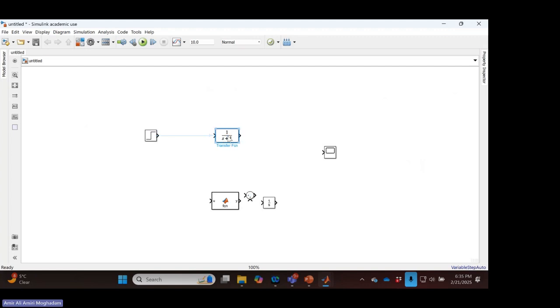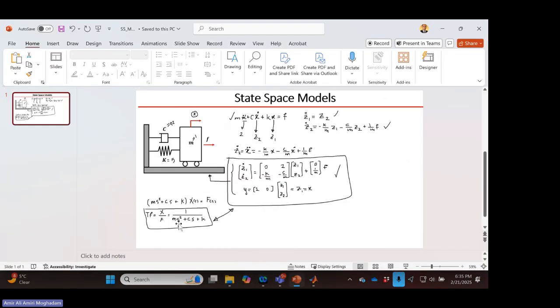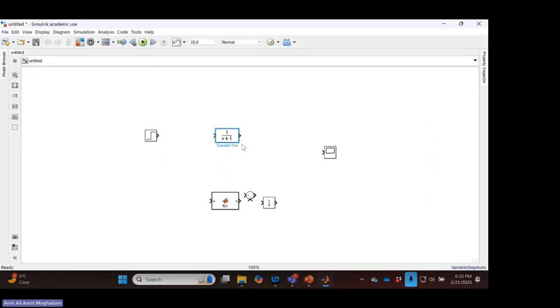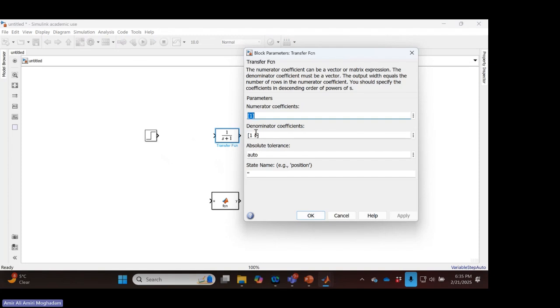Okay, so in the first step, let us just simulate the transfer function because that's going to be easier. So it's going to be s squared plus 0.1 s plus 5. So here, s squared, 0.1 and 5. So that's going to be the denominator coefficients. Numerator is 1. And hit apply.